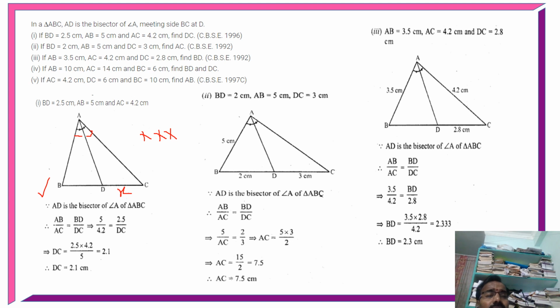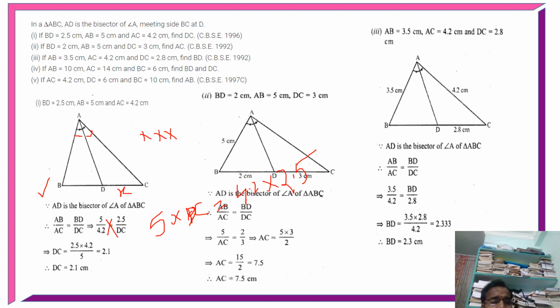AB value is already given here, AB is 5. AC value is given, 4.2. Substitute the values we know, BD equals 2.5, and do cross multiplication. We have 5 into DC equals 2.5 into 4.2. If we transpose to the other side, DC equals 2.5 into 4.2 by 5. We want DC over here, so make DC the subject.